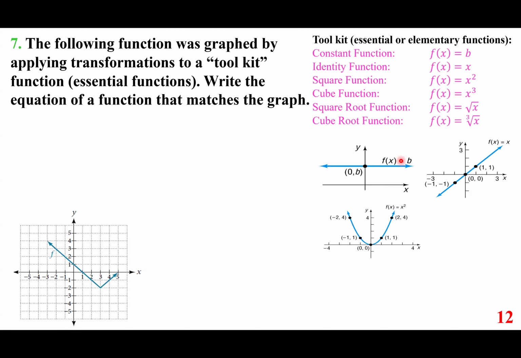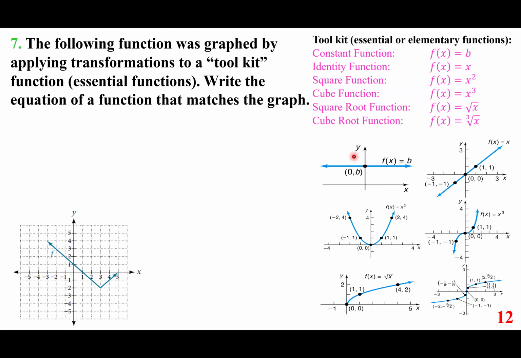For example, for this one, the domain is all real numbers, the range is only one point, b. This one, the domain and range are all real numbers. This one, the domain is all real numbers, but the range is from 0 to infinity. F of x equals x cubed looks like that. Domain and range would be all real numbers. F of x equals square root of x looks like that. Domain and range from 0 to infinity, so domain from 0 to infinity along the x-axis, range along the y-axis. And the cube root, f of x equals cube root of x, also has domain and range of all real numbers.